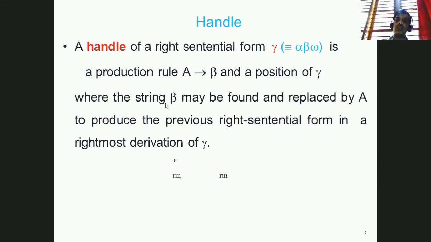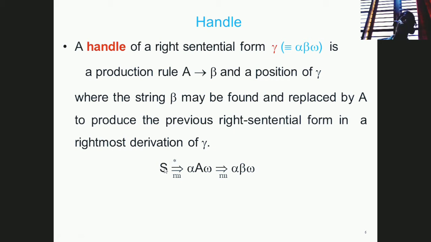That's what it says: the string beta may be found and replaced by A to produce the previous right sentential form in the rightmost derivation. So if I handle beta, it will be replaced by capital A, which is on the left-hand side of the production. Then beta becomes a handle of this particular gamma, and it generates the previous right sentential form. If I handle this, it is going to give the previous one.